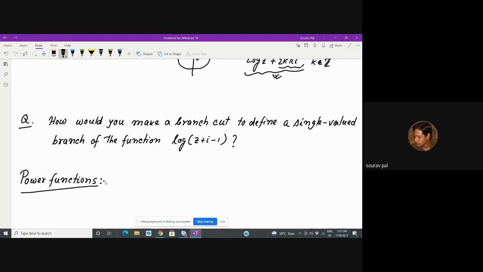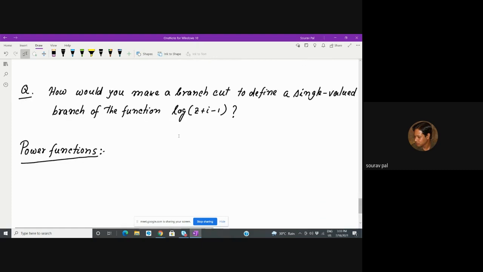What is a branch of a multi-valued function? A branch of a multi-valued function is a single-valued function which is analytic, and you choose the domain accordingly and maximize it. What is the maximal region or domain where you can have an analytic branch of the multi-valued function? The next speaker will definitely talk about this. He will define differentiability and analyticity, and he will talk about analyticity of branches of logarithm.